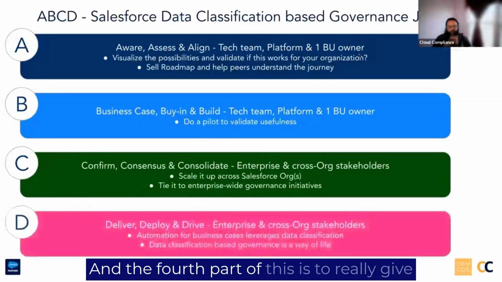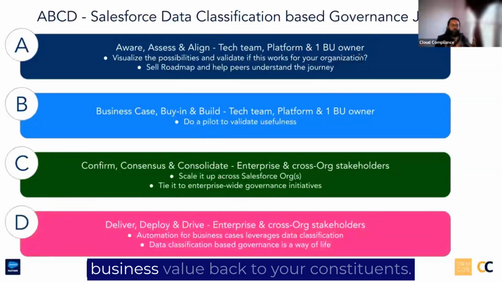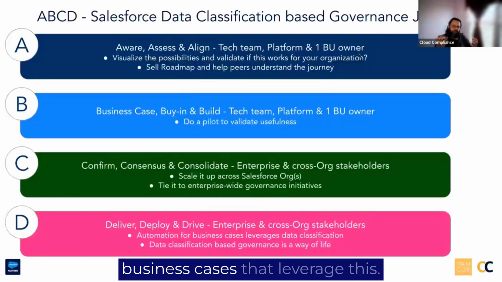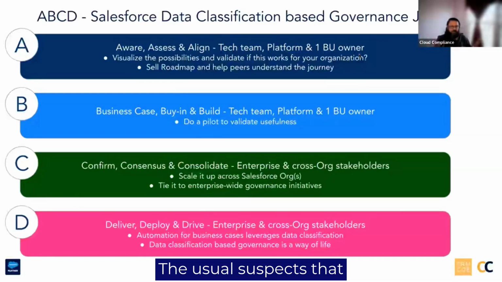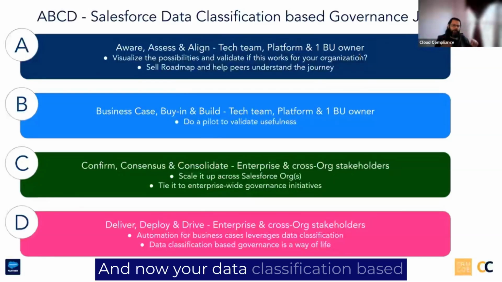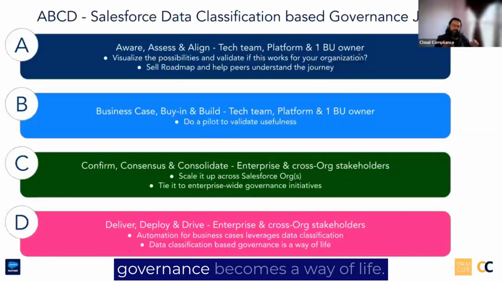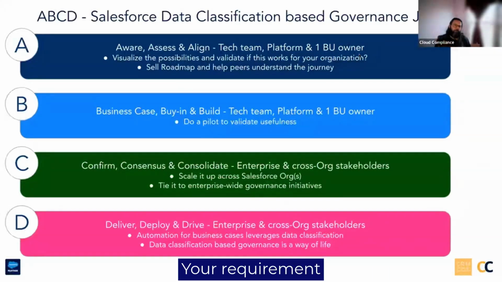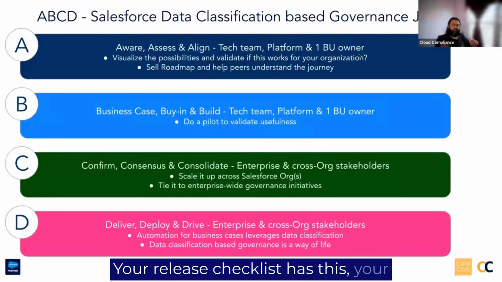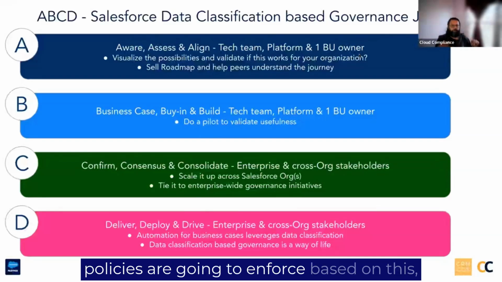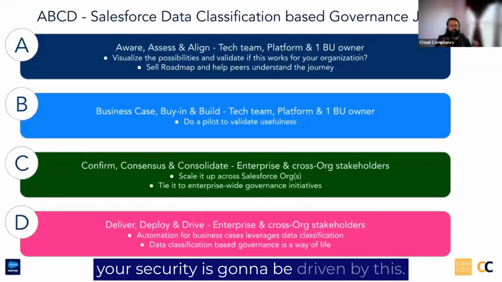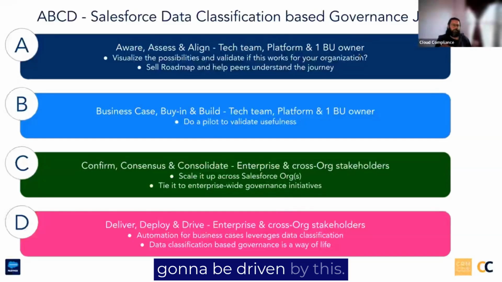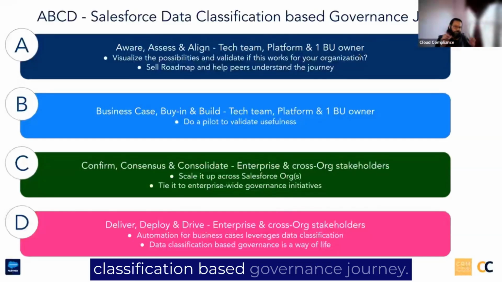And the fourth part of this is to really give business value back to your constituents. So now you're automating business cases that leverage this, the usual suspects that we talked about earlier. And now your data classification based governance becomes a way of life. Your requirement documents ask for this, right? This is more formalized. Your release checklist has this. Your policies are going to enforce based on this. Your security is going to be driven by this. Your integrations are going to be driven by this. So these are the ABCD of data classification based governance journey.